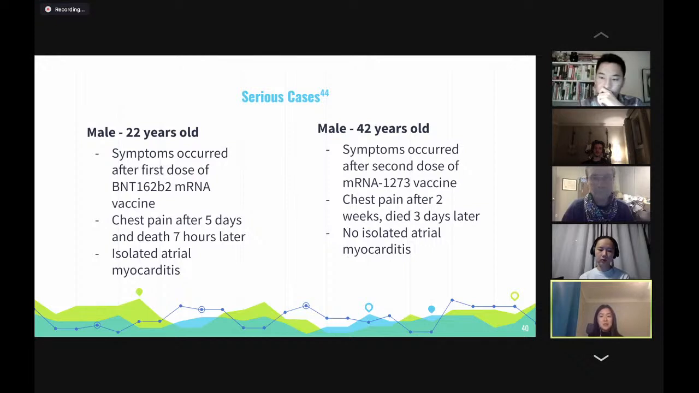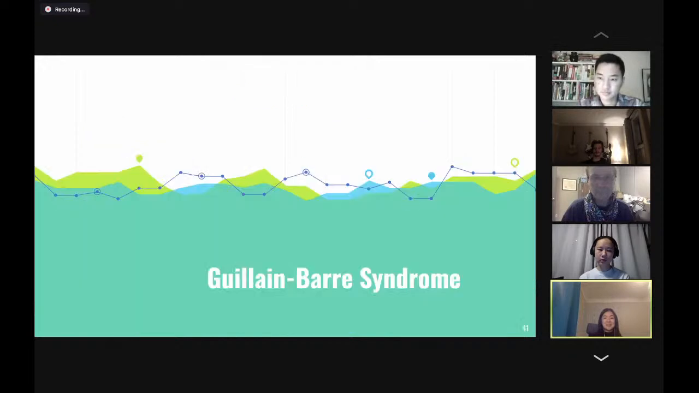Just to reiterate, myocarditis caused by the mRNA vaccines is extremely rare, and serious cases occur even less. And due to the variability in expression of myocarditis, the underlying cause is still unknown. Next slide.